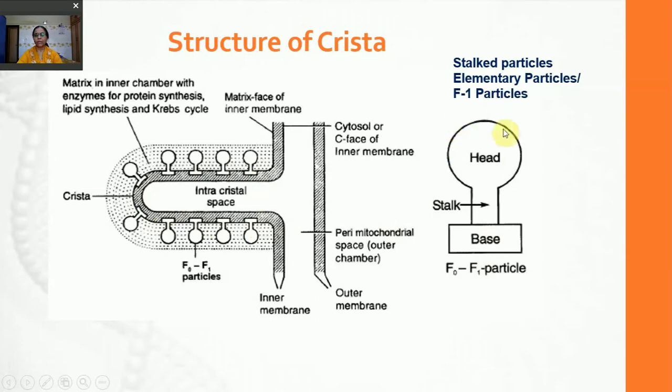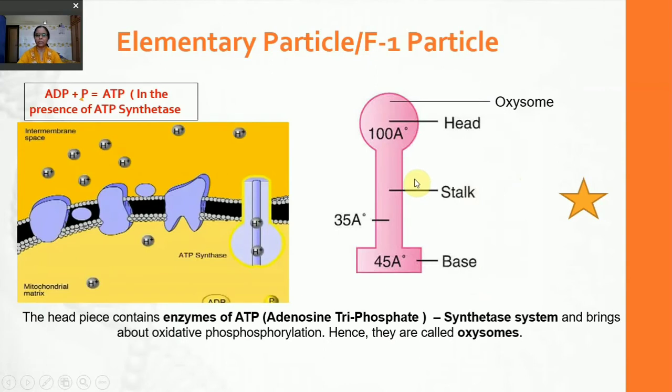Let us see the structure of F1 particle and why it is called F0 and F1. The base and the stalk are F0 and the head is the F1. The base is 45 angstrom, the stalk varies from 35 to 50 angstrom, and the head is spherical, 100 angstrom in diameter. Since it contains ATP synthetase enzyme and is also helping in the oxidative phosphorylation, it is also called as oxysome.